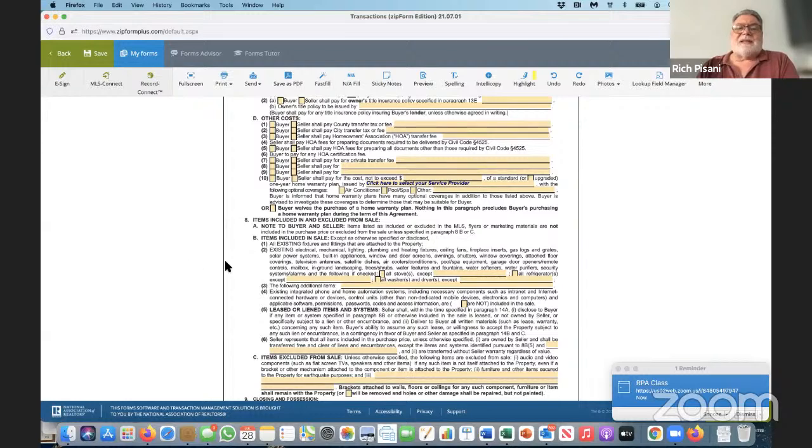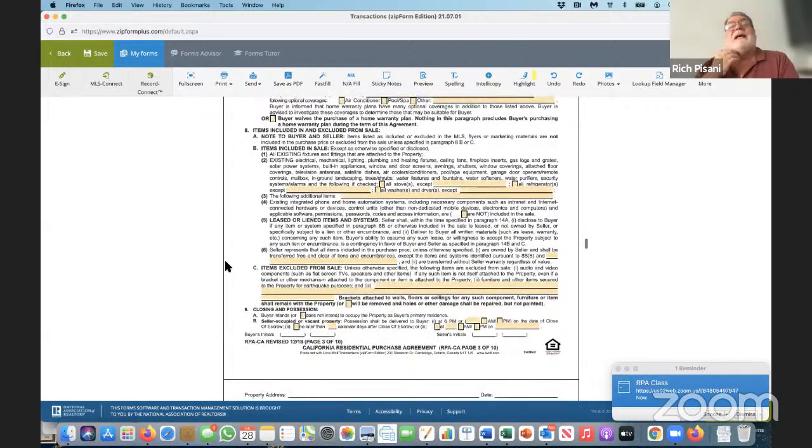Okay, items included and excluded. Even though it says something in the MLS, it isn't in this agreement. So you have to say what's included and what's excluded in this agreement. If you want all stoves, all refrigerators, all washers and dryers, make that clear on the agreement.